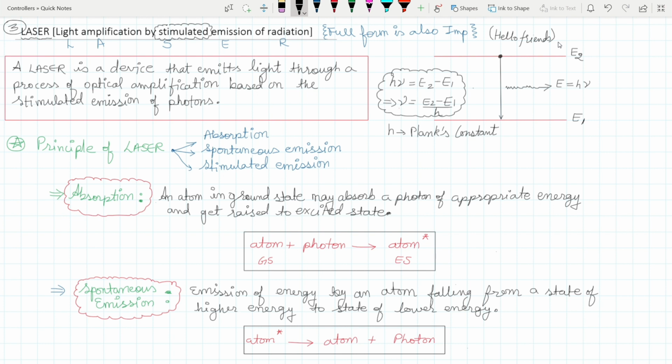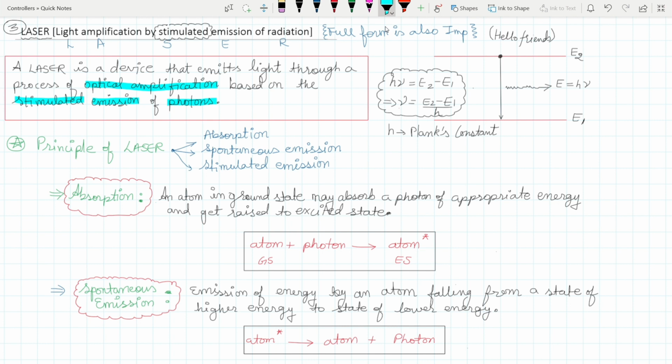As we all know, from our childhood we are very familiar with laser. We used to play with laser light in our childhood. So let's have a scientific approach towards the laser: how the laser works, what all the components are, and what the important concepts related to the laser are. Here I have given the definition. The laser is a device that emits light through a process of optical amplification based on the stimulated emission of photons. So the important points are the optical amplification and the stimulated emission of photons. This is the definition of the laser.